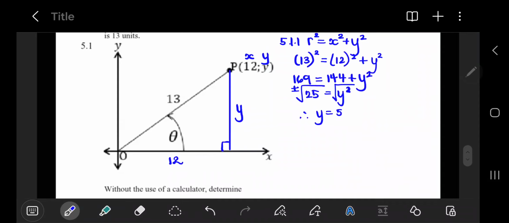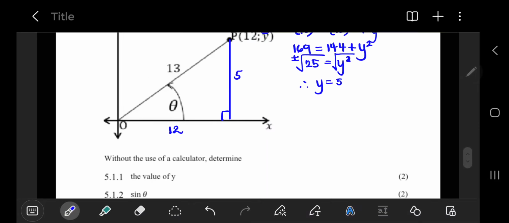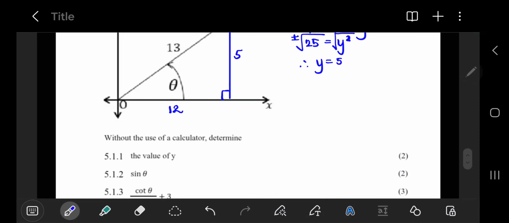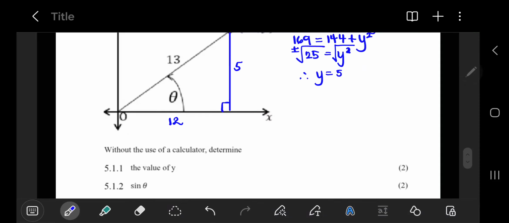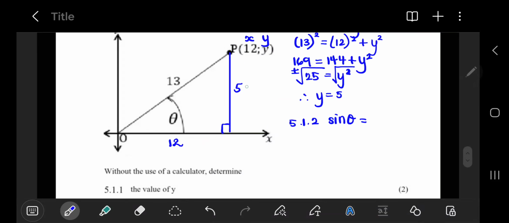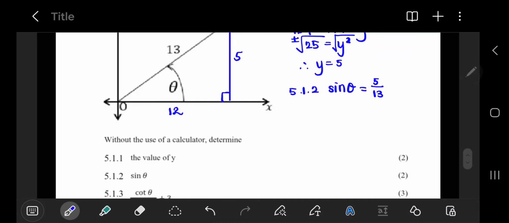So on our diagram, let's fill this in. We've got y as 5. So we now have all three sides of our triangle known. Now for 5.1.2, they want sine theta. So remember that sine is opposite over hypotenuse. Here opposite is 5, hypotenuse is 13. So sine is equal to 5 over 13.